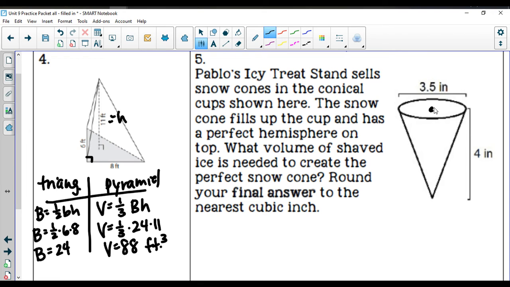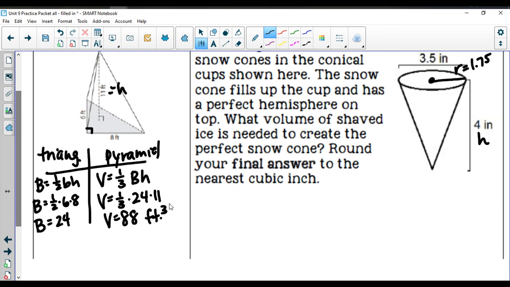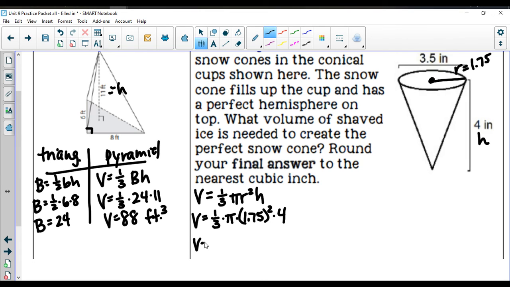So if I look at this one, this is my diameter of 3.5. So if I do 3.5 divided by 2, I get a radius of 1.75. We do have the height on our cone right here is 4. So when I figure out the volume of just my cone, I'm going to do 1/3 pi r squared times the height. So I have 1/3 times pi times 1.75 squared times the height of 4. So we have 1/3 times 3.14 times 1.75 squared times 4. And that'll give me a volume here of 12.82. And that's going to be cubic inches.